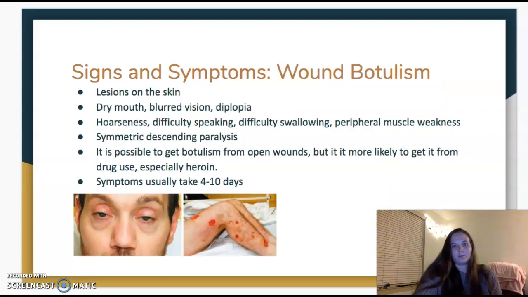For wound botulism, because it's introduced through the bloodstream, you're going to see lesions on the skin, dried mouth, blurred vision, diplopia, hoarseness, difficulty speaking, etc. Symmetric descending paralysis. Again, it's possible to get botulism from open wounds, but you're going to get it from drug use generally, especially black tar heroin. Don't do drugs, kids. Symptoms usually take 4 to 10 days because you're introducing the bacteria from an aerobic environment where they're not producing the toxin.